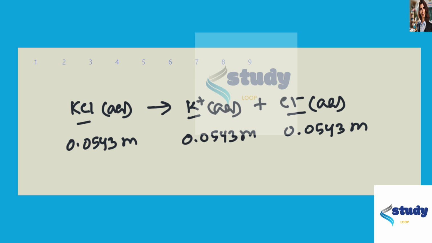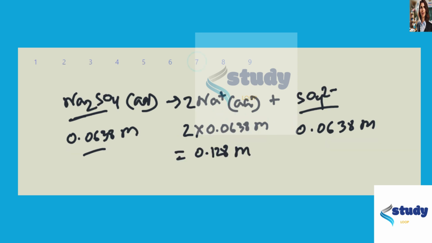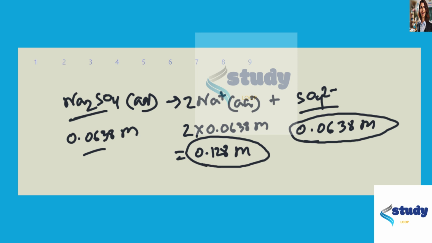So the concentration of each ion present is K plus ion concentration is 0.0543, Cl minus ion concentration is 0.0543, and the Na plus ion concentration is 0.128, and sulfate ion concentration is 0.0638. These are the concentration of each ion present in this mixture.